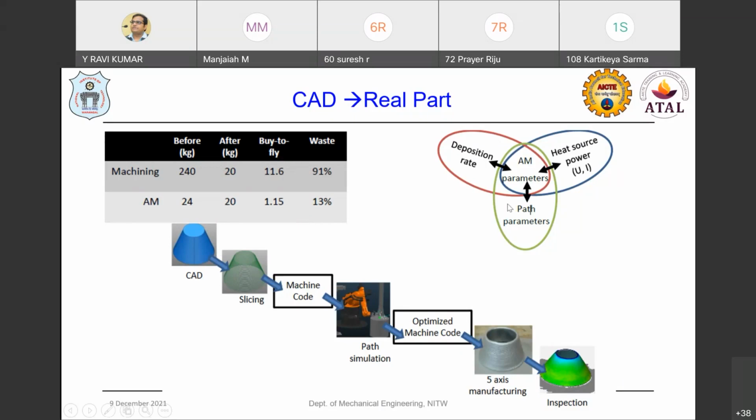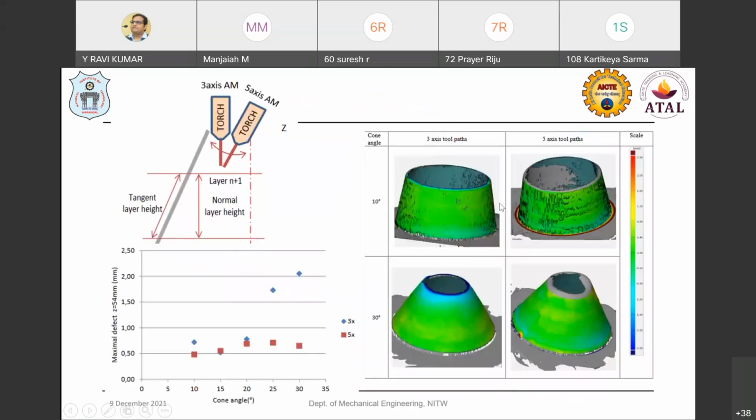And in this VAM also, the deposition rates, the path, the process parameters, what is the heat source, that is the current and voltage, we are also going to address the AM part qualities. When we are using 3-axis or 5-axis, that depends upon the inclination angle, what kind of tool, the inclination angle, the cone angle, 30 degree or 10 degree, we are going to manufacture, and the maximum defects can be observed with the 3-axis as well as the 5-axis.